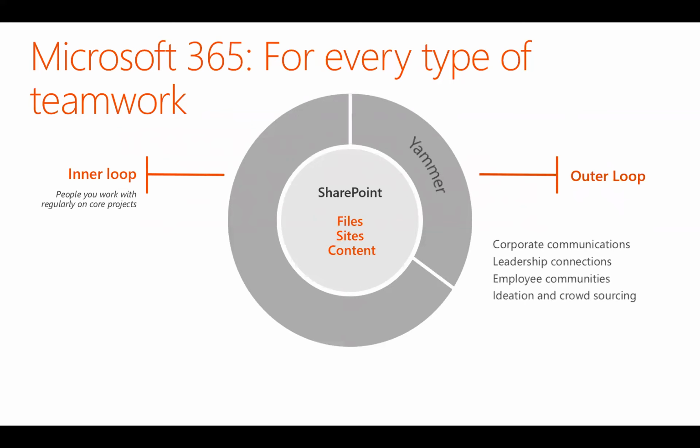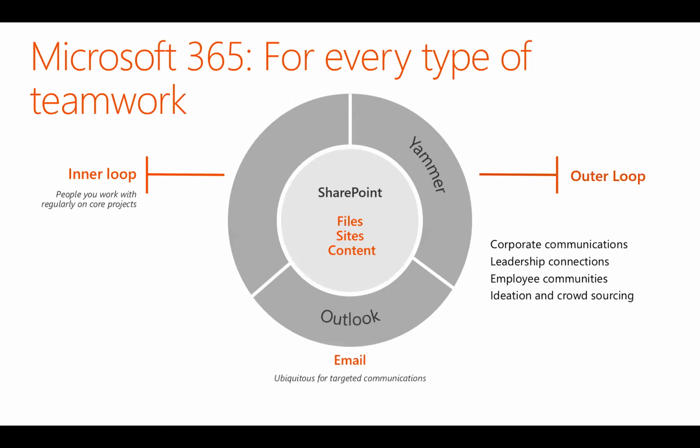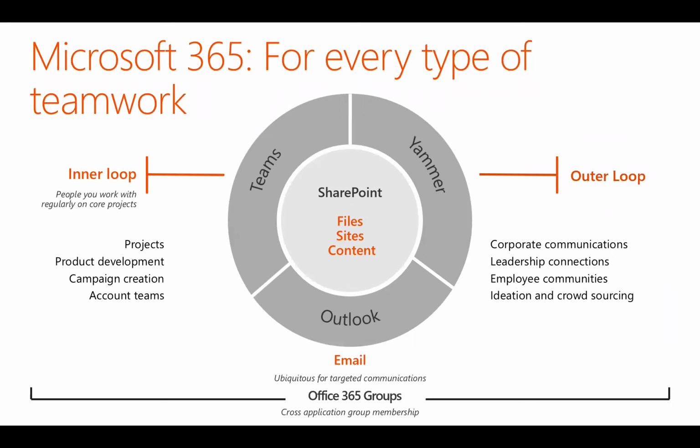As you can see here, SharePoint is in the center. It holds the files, the sites, and the content, whether you're talking about inner loop or outer loop. Yammer is going to be used more for the outer loop. That's more for corporate communications, leadership connections, employee communities, crowdsourcing and generally coming up with ideas, things that are broader in approach. Outlook is used between both loops as well. It's used for any targeted communication, so it could be something company-wide, or it could be something very private between two individuals. And then Teams is more targeted. It can be used for outer loop work, but is more focused on the inner loop. That's where you'll be discussing projects, product development, campaign creation, account teams, troubleshooting, that type of work. So it's important to identify, based on the type of work, which tool is right for it.